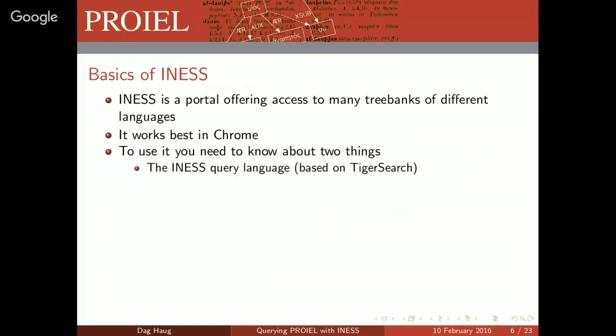And to be able to use it, you need to know really two things. You need to know the query language based on TIGERSearch, as I said. This is the sort of invariant that you need to know for any corpus in the INESS portal if you want to use it. But then you also need to know the particulars of the corpus you're looking at. So that's in our case PROIEL, although we won't spend time on details that are PROIEL-specific.